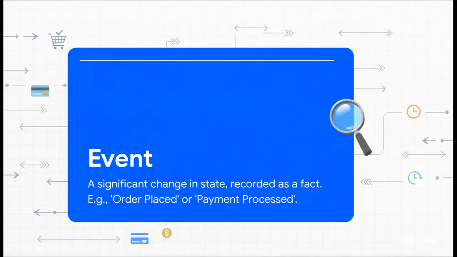But what do we mean by an event? It's not just some random message. An event is a fact. It's a record of a significant change in state, like an order was placed, or a payment was processed, or an item has shipped. These are facts that have happened. You can almost think of them as little newspaper headlines for your system. And honestly, these events are the lifeblood of the whole thing.